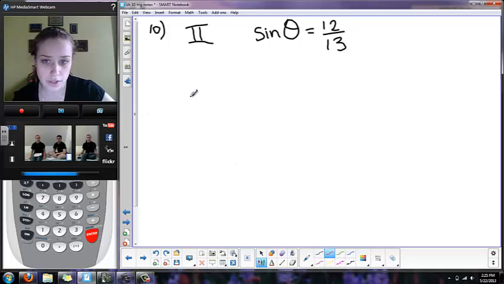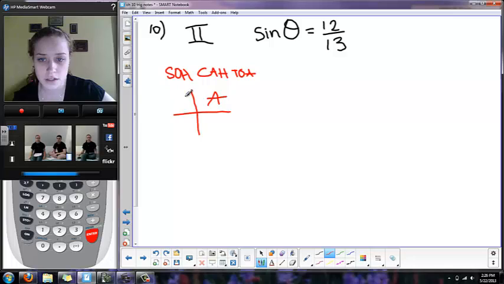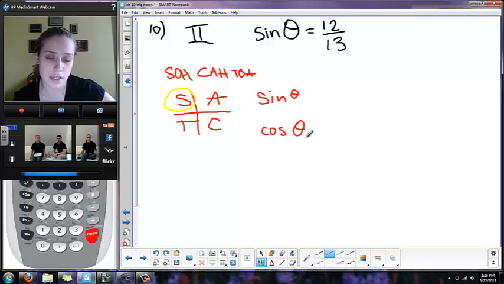So I'm going to do a couple of things. I'm going to write SOHCAHTOA. I'm going to think about which quadrant I'm in. And in this case, I'm in the 2nd quadrant. And then I'm also going to list out everything that I'm going to need to solve for. So sine theta, cosine theta, tangent, secant, cosecant, and cotangent.